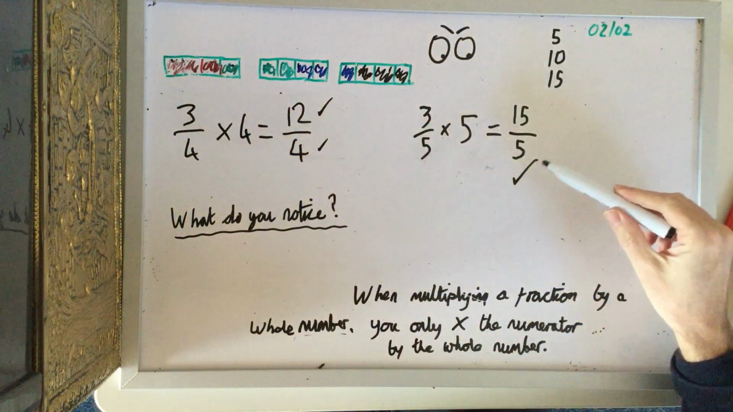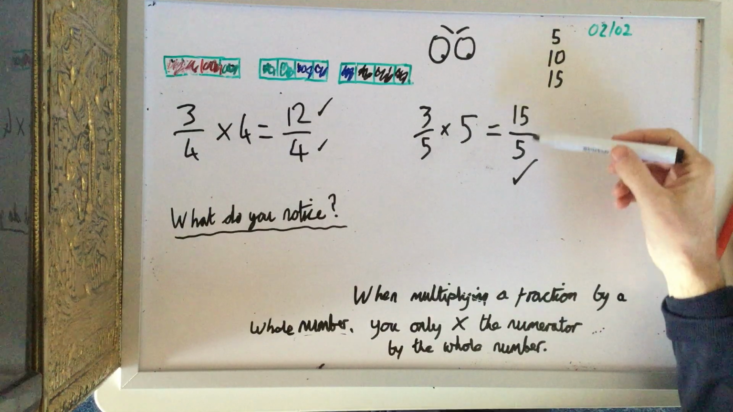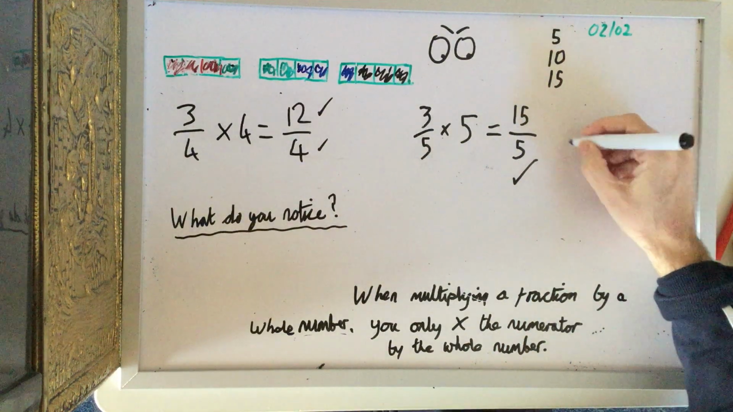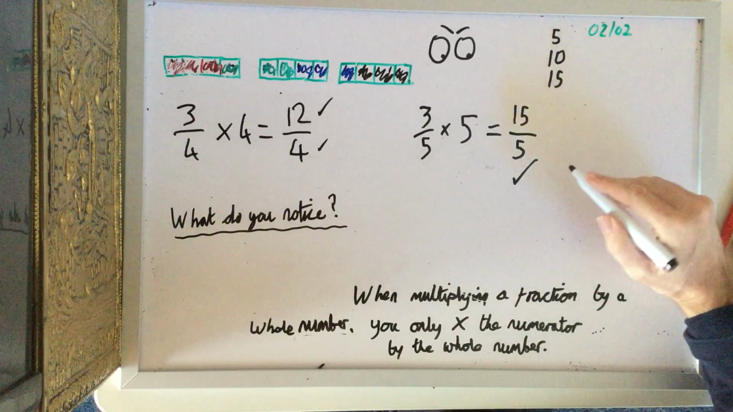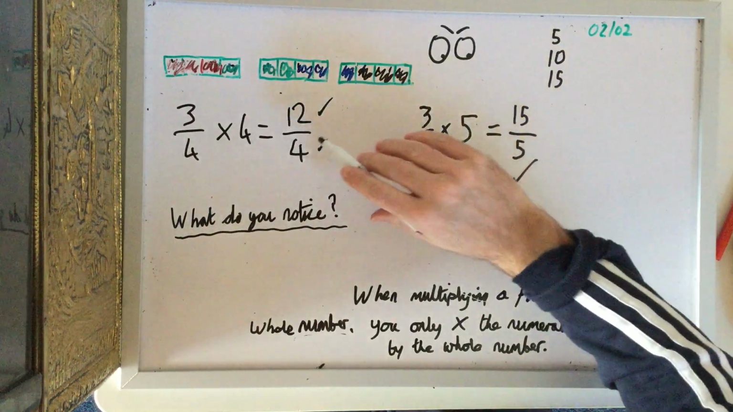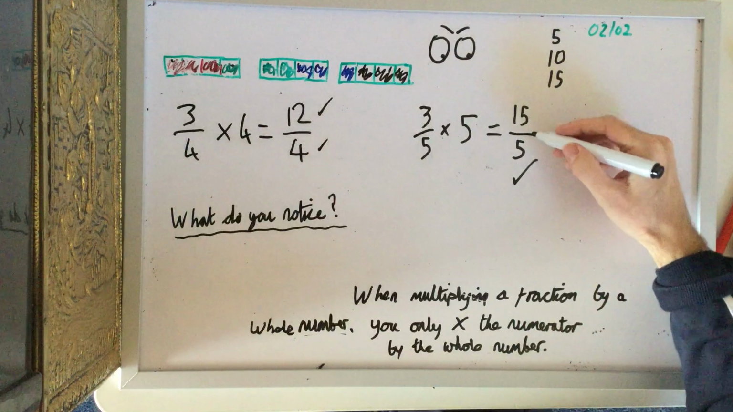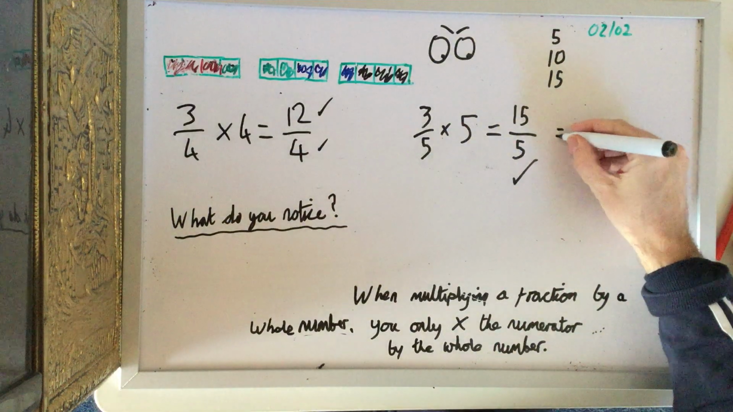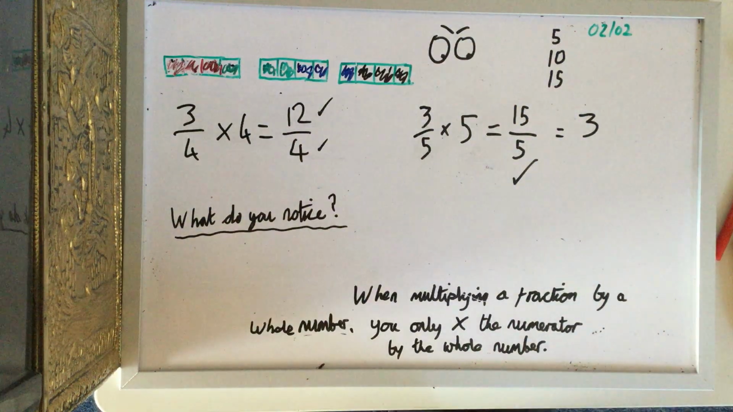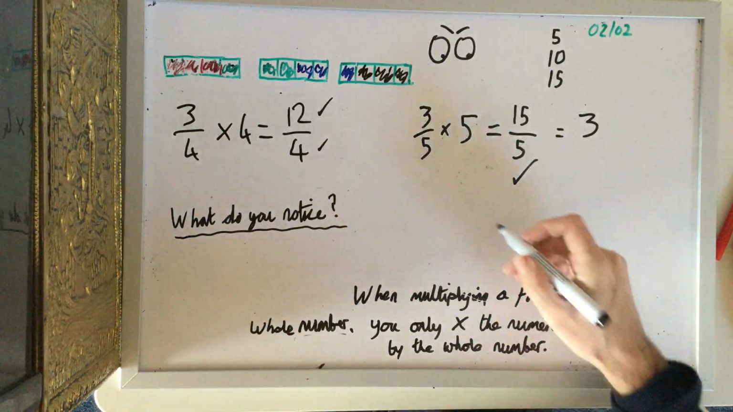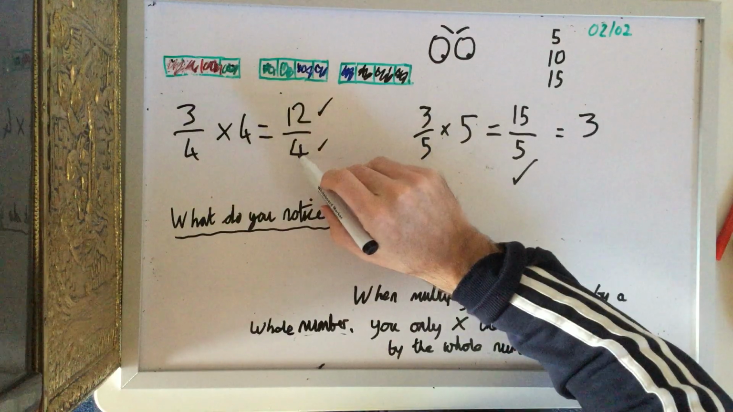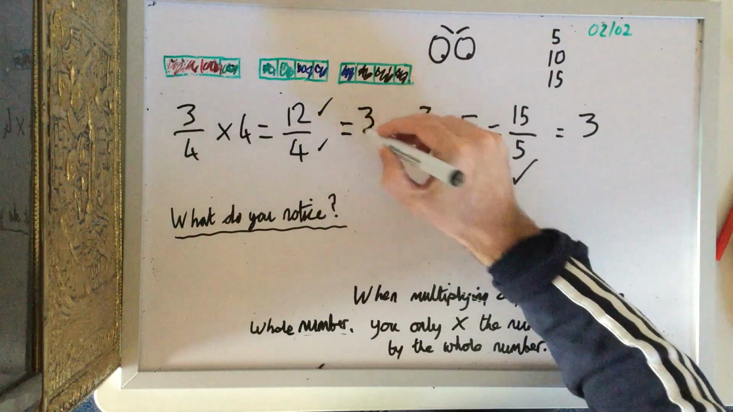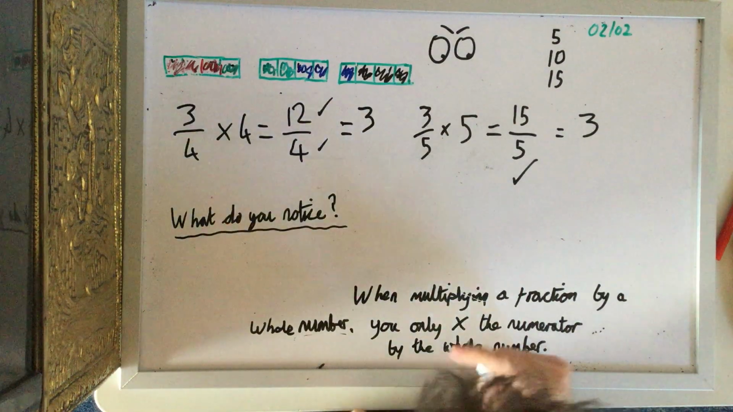Like yesterday, this is fine, and our answers are written in this format, as in proper fractions, but you may then want to turn it into a mixed number. You probably notice both of these actually convert to whole numbers. So how many 5s in 15? There are 3 whole ones. How many fours in 12? It's also 3.